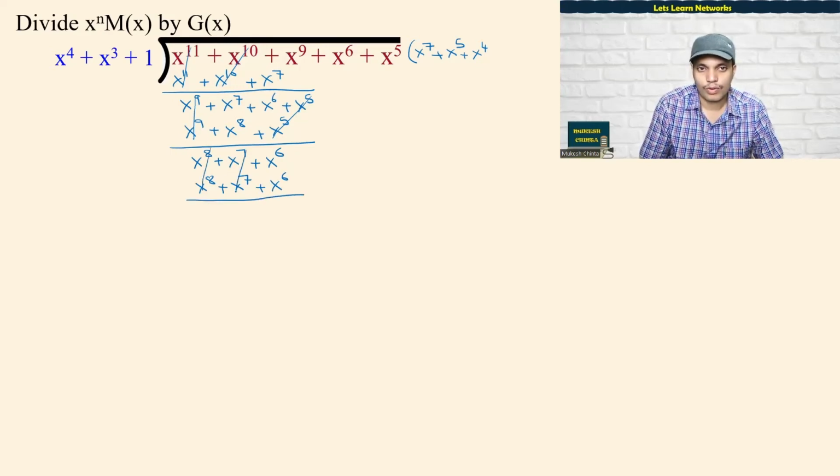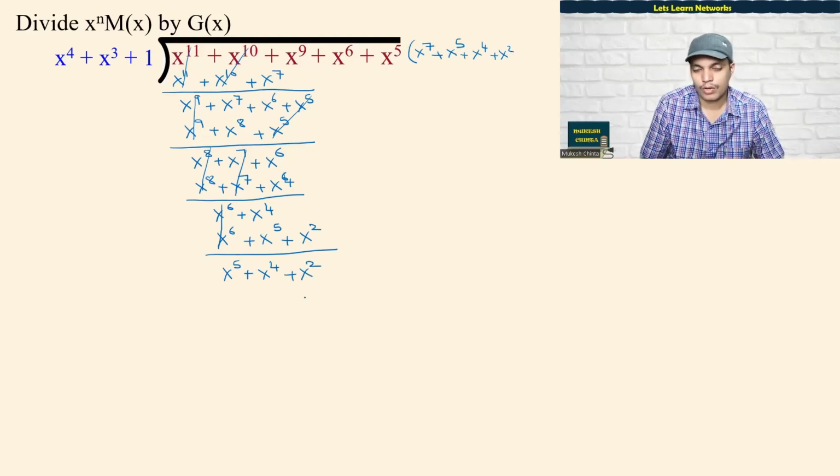Once again, these two will be gone. And what you will be left with is x power 6 plus x power 4. So x power 6 and x power 4. What should we multiply with? x square. Okay, so x power 6 plus x power 5 plus x square. Once again, these two will be lost. So x power 5 plus x power 4 plus x square.